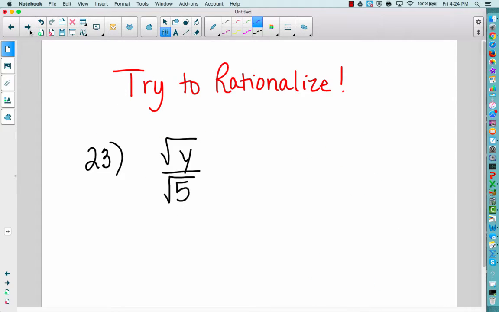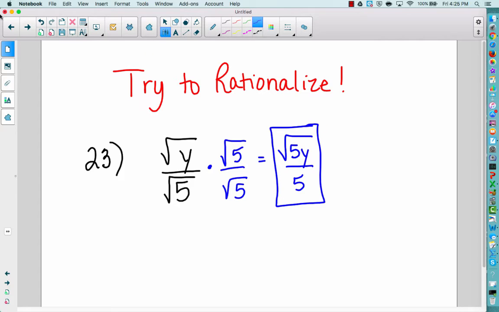All right, now I want you to try rationalize. So number 23, okay? Go ahead, pause, and try it. Okay, if you're back, you multiplied by the denominator, make the bottom a perfect square, and you got root 5y over 5. Top can't be reduced, and that is all.